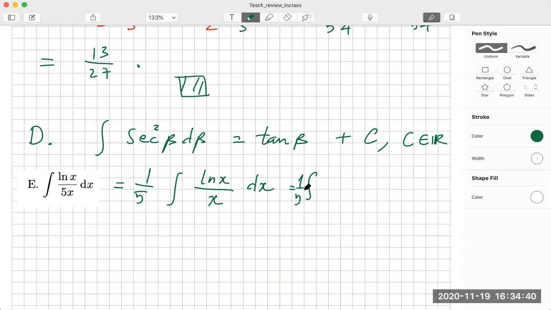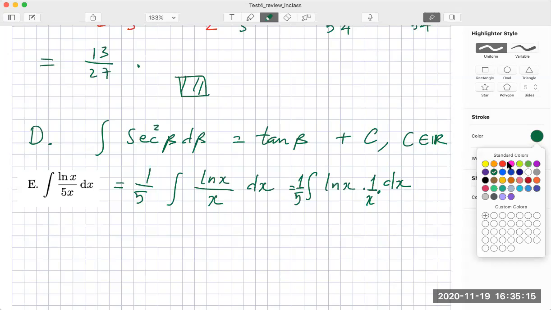If we write it again, it will be natural log of x times dx and 1 over x. Okay, this is another way to write our integral. So now we need to brainstorm it, and we see that the derivative of natural log of x gives us this, right?